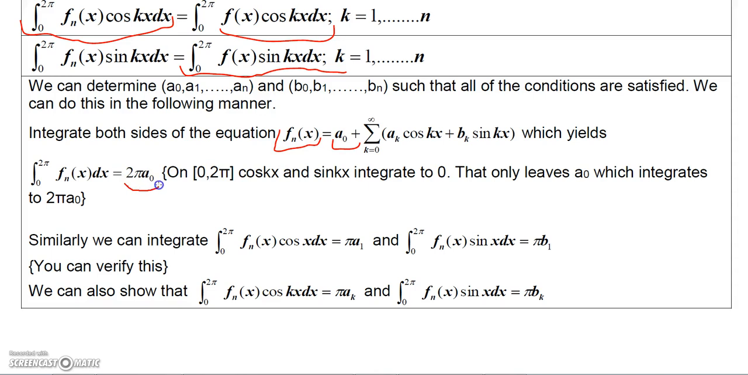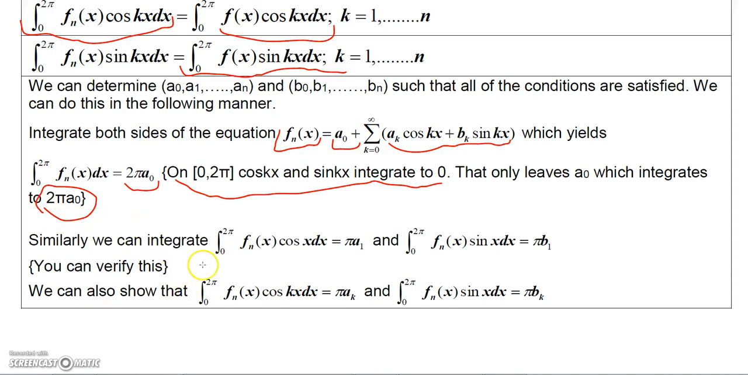Now you may wonder, well, what about all of the other terms? Well, you can actually show that if you integrate these terms from 0 to 2π, the terms will actually cancel out because of the nature of integrating cosine and sine. Cosine integrates to sine, and sine integrates to minus cosine, so therefore they will actually just cancel out. You can show that on your own if you want to, but all of those terms will integrate to 0. So that will just leave the a₀ term, which integrates to 2π a₀.